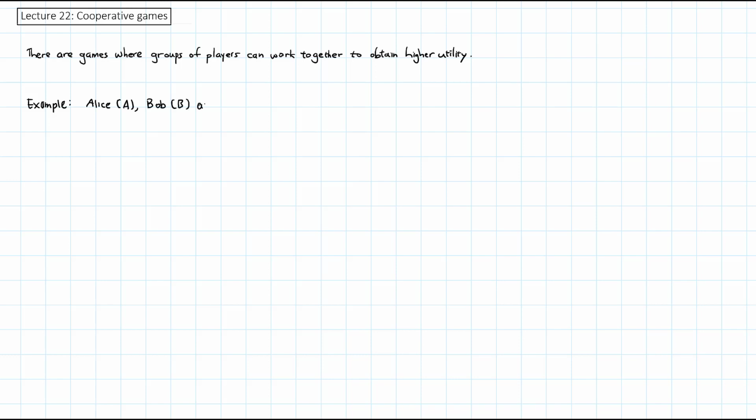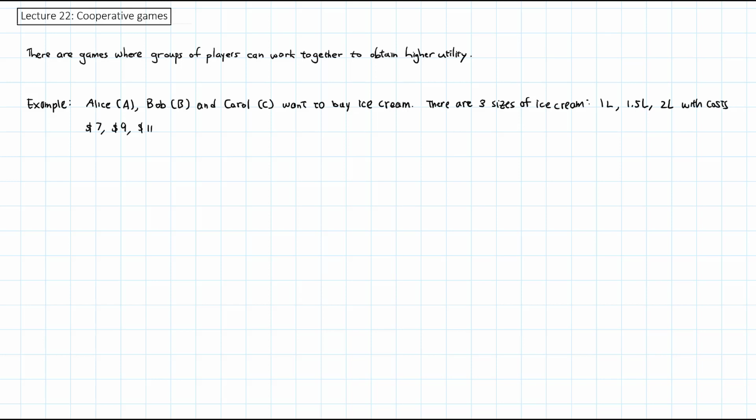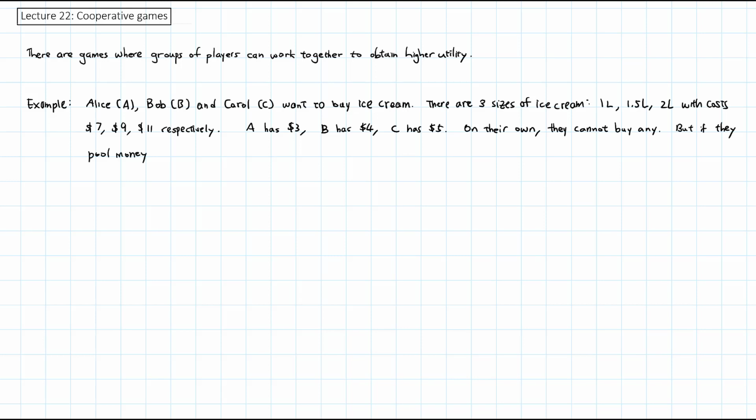Suppose Alice, Bob, and Carol want to buy ice cream. There are three possible sizes of ice cream: 1 liter, 1.5 liters, and 2 liters. And they cost $7, $9, and $11 respectively. Now Alice has $3, Bob has $4, and Carol has $5. On their own, they cannot buy any of these ice creams. But if they pool money together, they can get some ice cream.